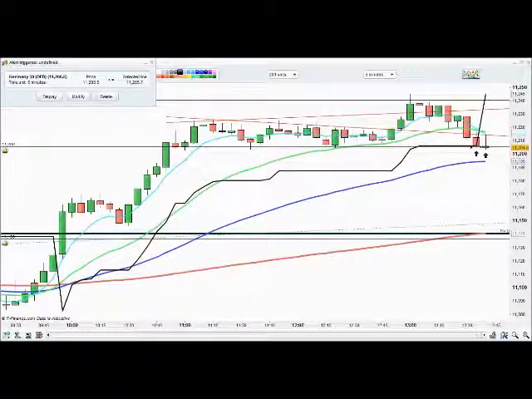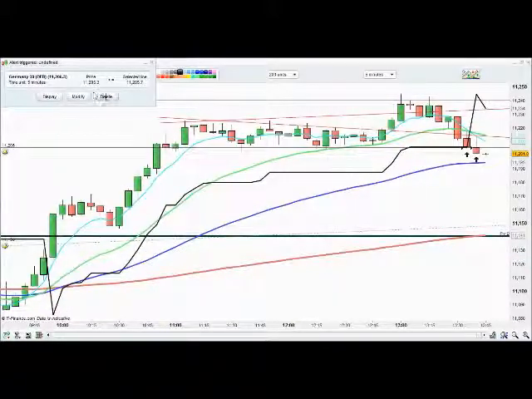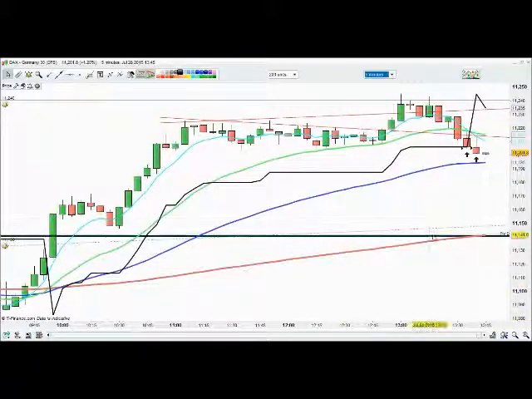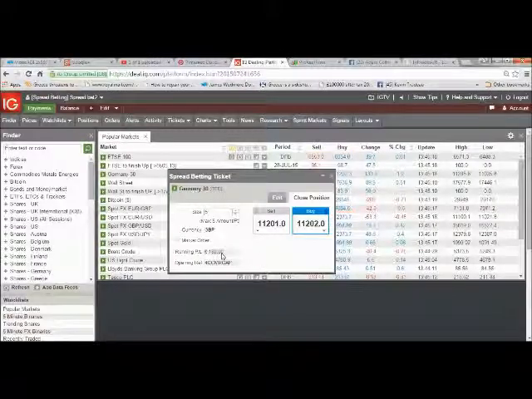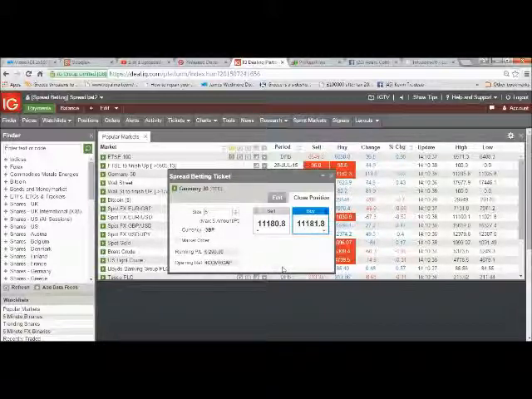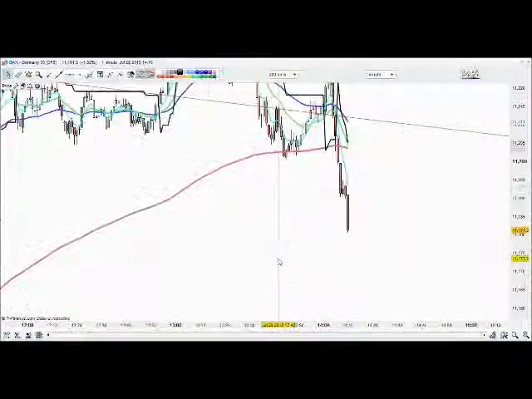So if it does close below here, then this bodes very well for the DAX to fall even further. Okay, so there we are, that's very good news. It has closed below this level here, so we're now at 11200, so you can see the profit now is at 189. Okay, so you can see the profit now is building up nicely on this trade, so almost to 300.